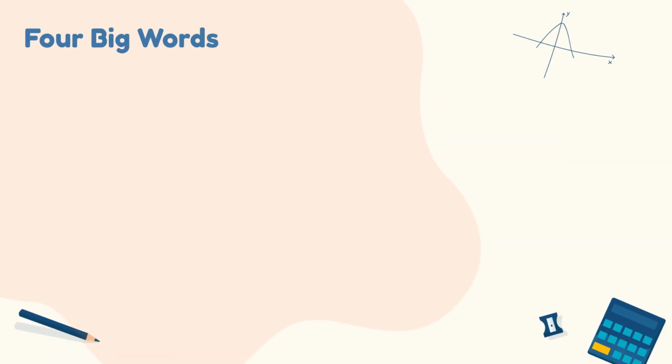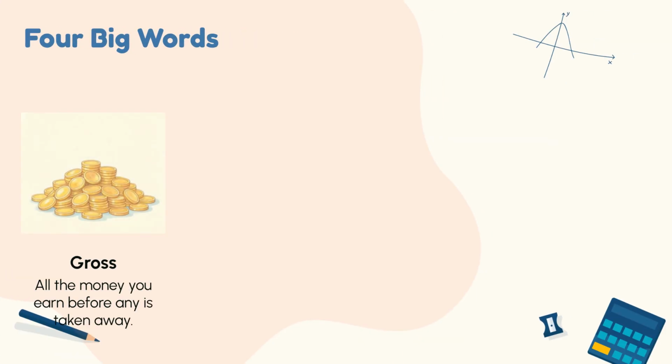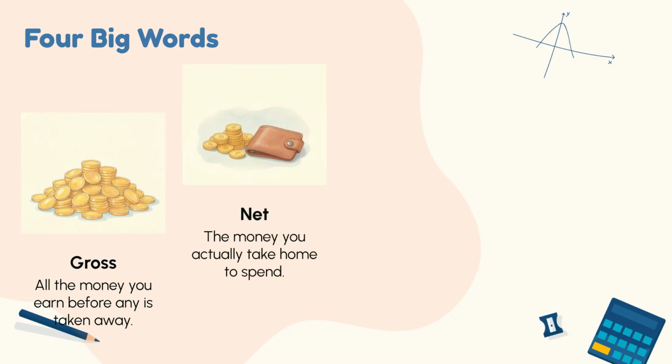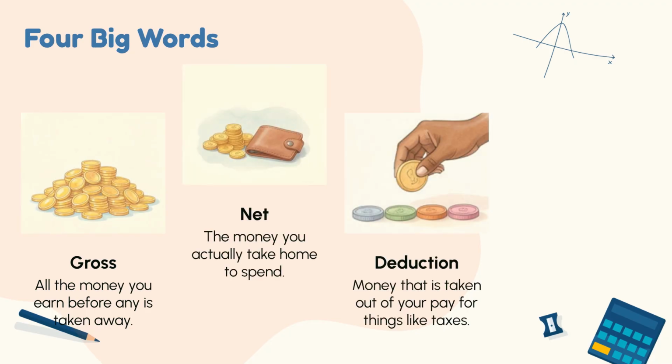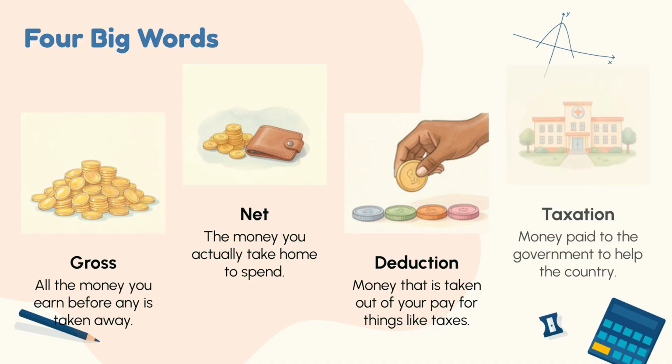It's important to know 4 key terms. Gross is all the money you earn before deductions. Net is what you take home. A deduction is money taken out for things like taxes. Taxation is the money paid to the government to help the country.